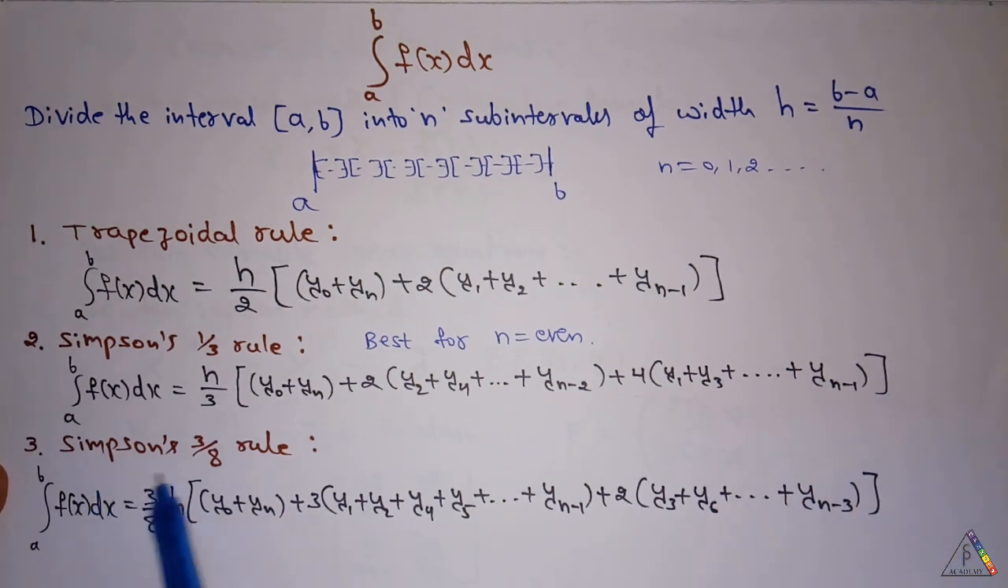Next is Simpson's 3 by 8 rule, and it is given by the integral from a to b of f of x dx equals 3 by 8 into h into [y0 plus yn plus 3 into (y1 plus y2 plus y4 plus y5 plus y7 plus y8 plus so on up to yn minus 1) plus 2 into (y3 plus y6 plus y9 plus so on up to yn minus 3)].